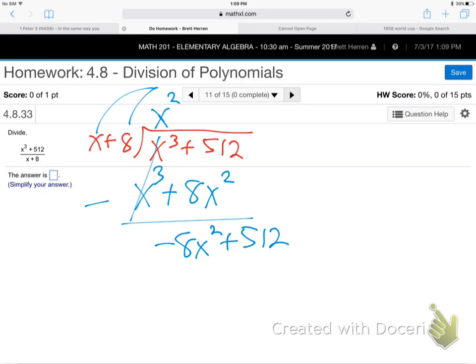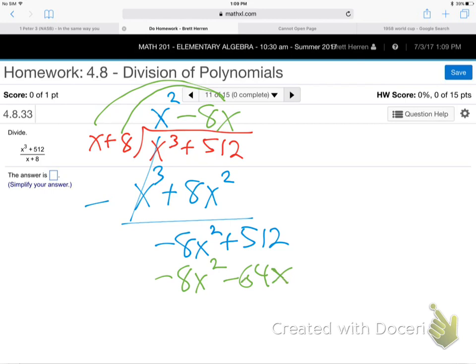Okay, step 2. Where do we look? Front and front. What times the front will match the front? What times x makes minus 8x squared? Negative 8x. So, boom, boom. Minus 8x squared minus 64x. Like that? That good? So now, draw your line, change your signs. Or just subtract, which will change the signs.